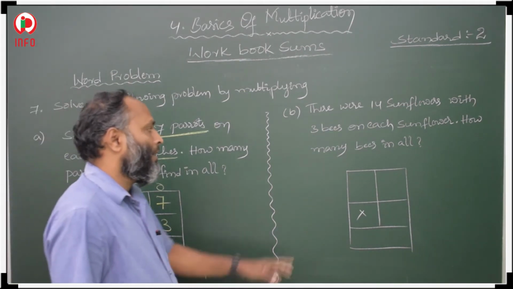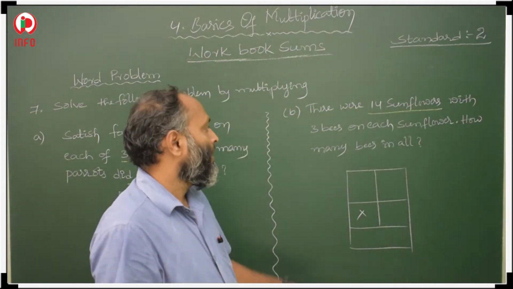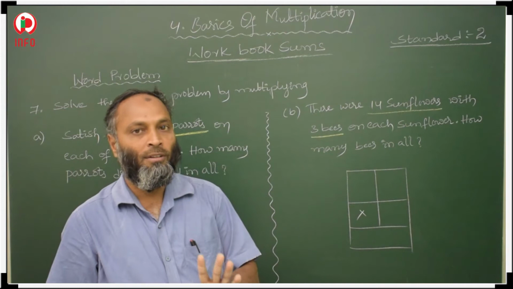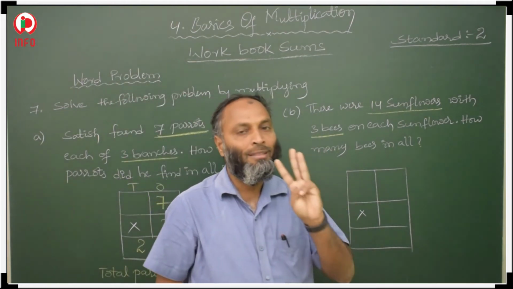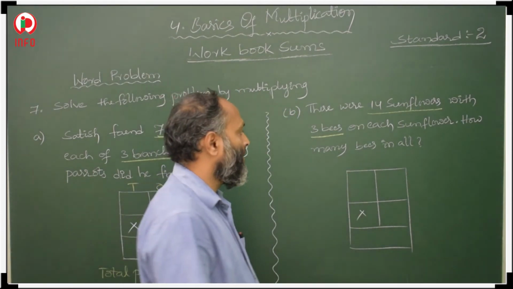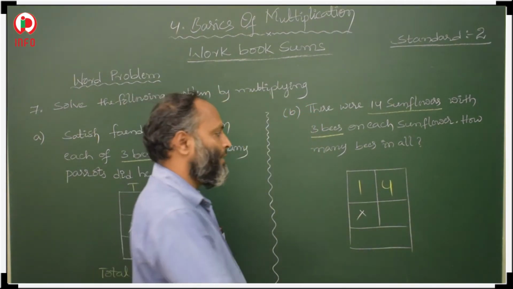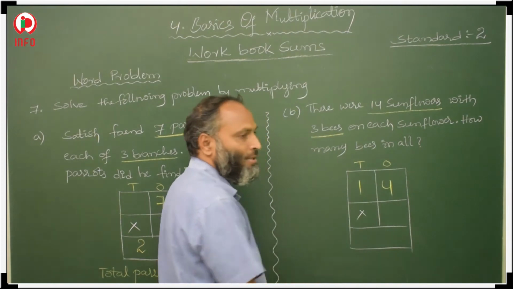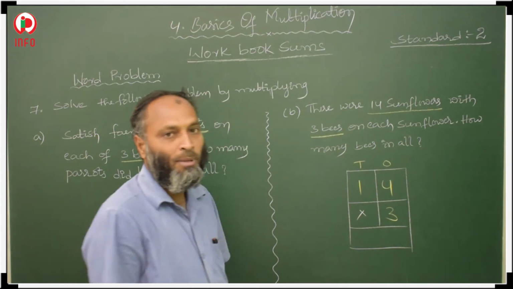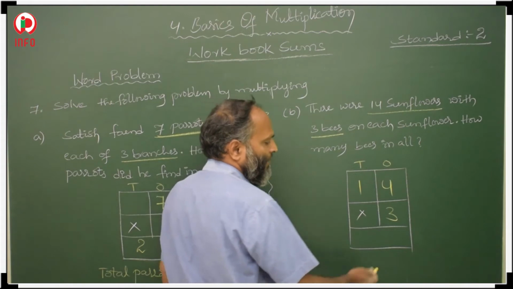Next, second question. There were 14 sunflowers, with 3 bees on each. How many bees were there on each? On each and every flower 3 bees were there. So how many bees were there in all? First of all, how many sunflowers? 14 sunflowers. This is the ones place, this is the tens place. Then how many bees are there on each flower? 3 bees. So we have to multiply a 2-digit number with a single digit. First we multiply 3 with 4.